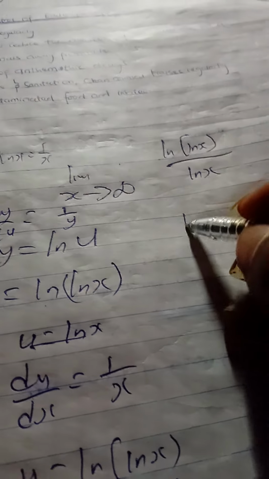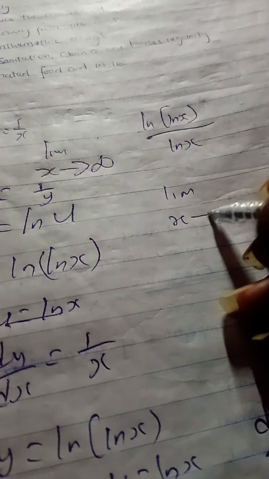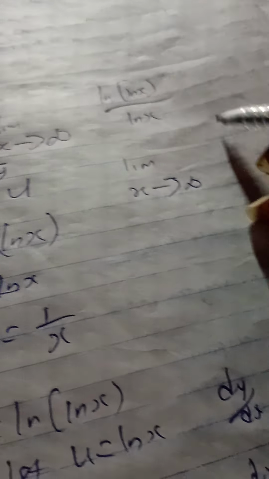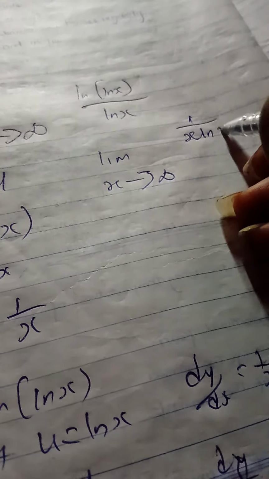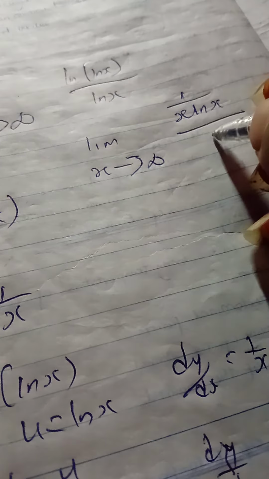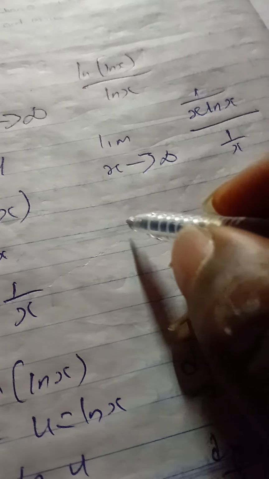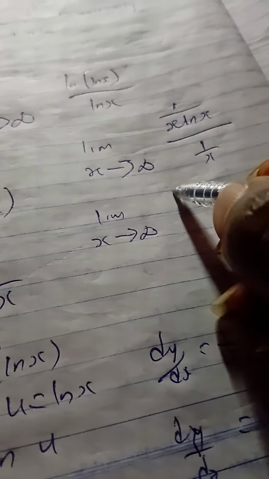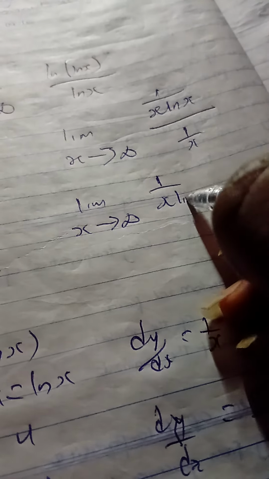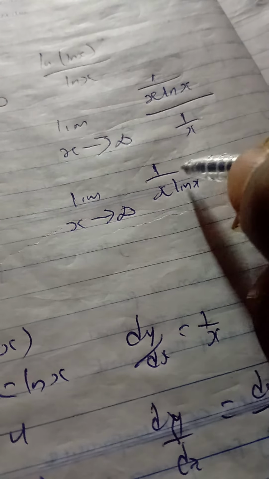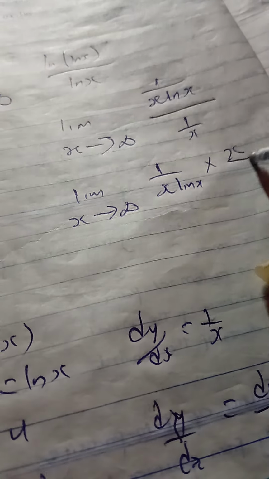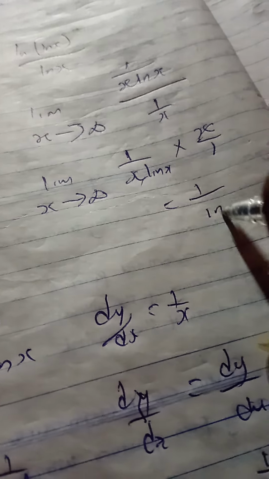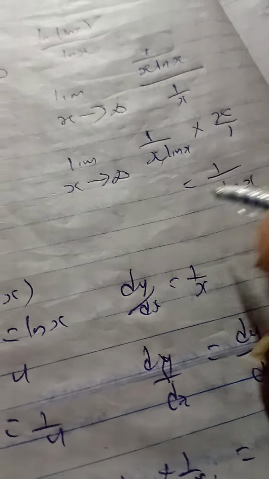So this one changes to the limit as x tends to infinity of, if you differentiate the numerator, 1 over x ln x. If you differentiate ln x, you get 1 over x. So it is equal to the limit as x tends to infinity of 1 over x ln x divided by 1 over x, that's times x over 1. So x cancels x, and it is equal to 1 over ln x. So you can put your infinity.